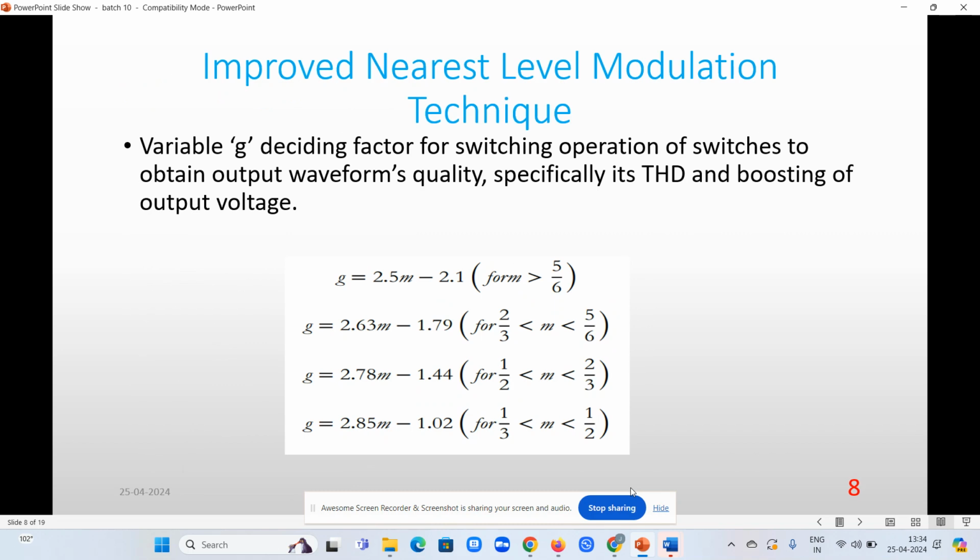The improved nearest level modulation technique. Here, the variable G is the deciding factor for the switching operation of the switches to obtain output waveform quality, especially its THD and boosting of output voltage. And the modulation index is greater than 5 by 6. Here we are using the formula G equals 2.5 m.